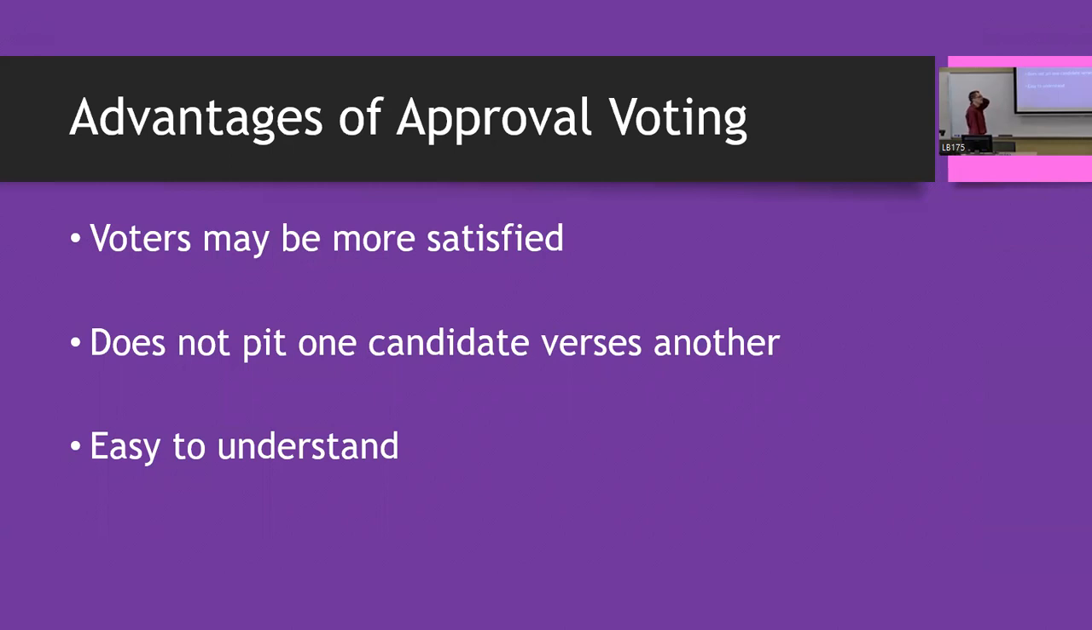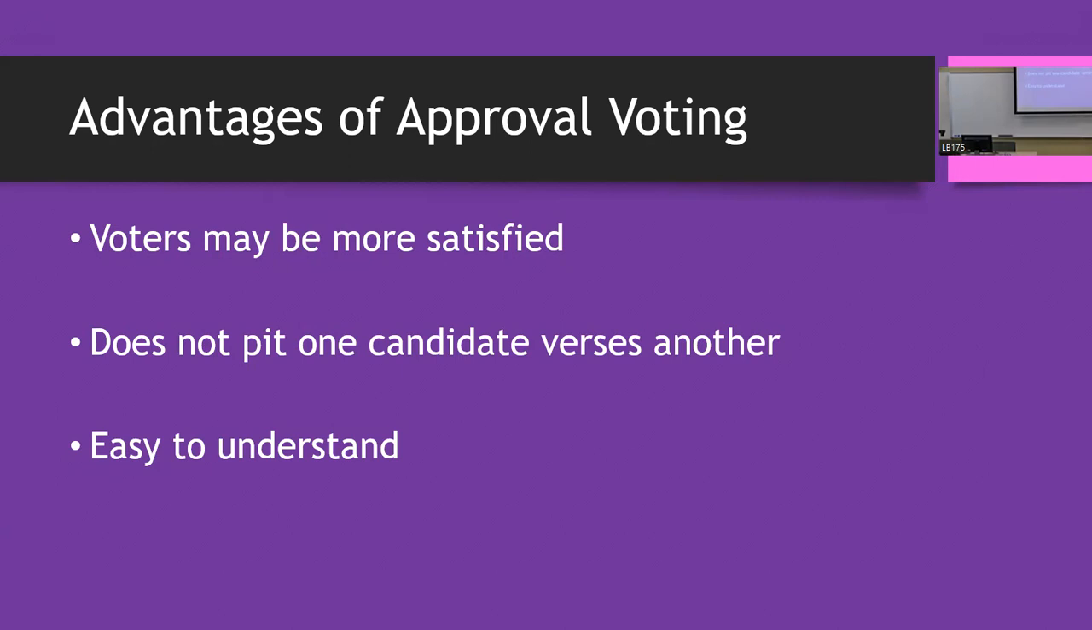Some of the advantages of approval voting: it's still pretty easy to understand. Voters may be more satisfied. Because if I only get to pick my top candidate, if they don't win, I might not be as satisfied. But if I get to pick 3 or 4 individuals that I like, if one of those wins, I feel pretty satisfied. So there's a bigger chance that I walk away saying, yep, I support the person that actually won. Okay.